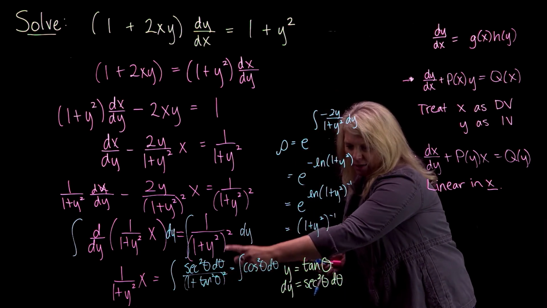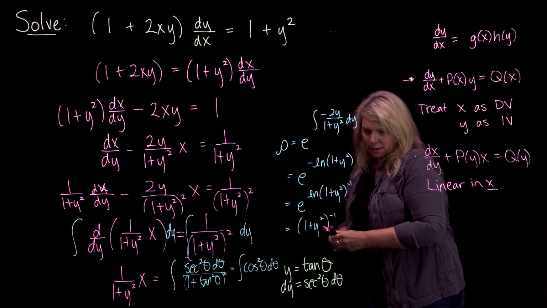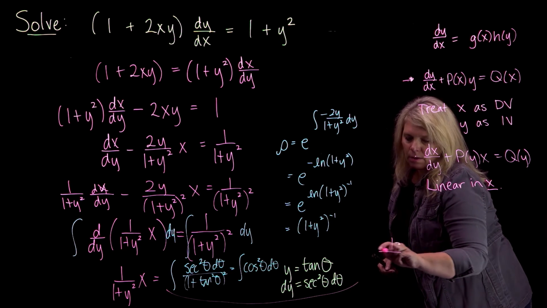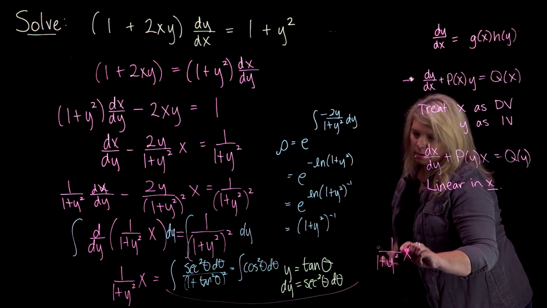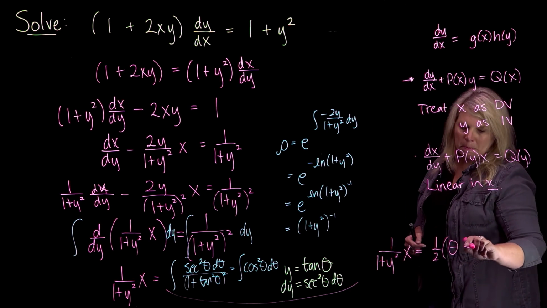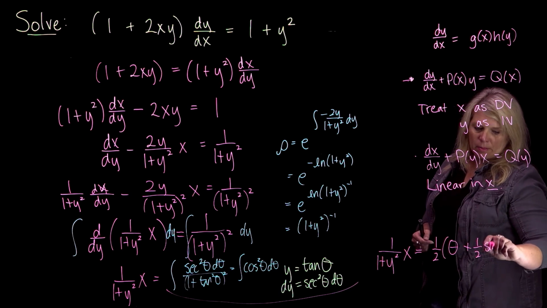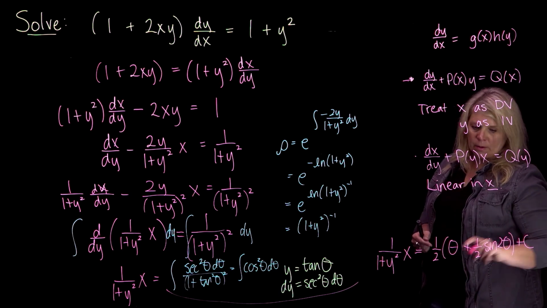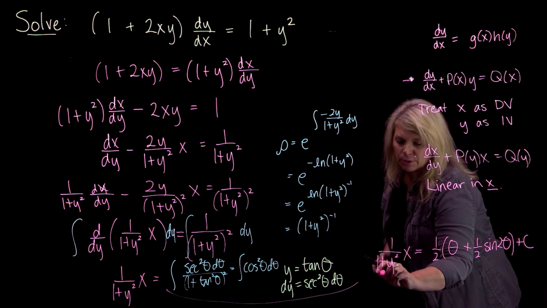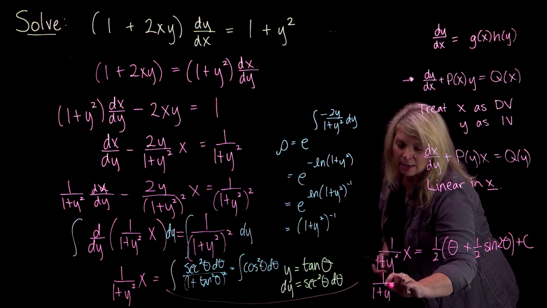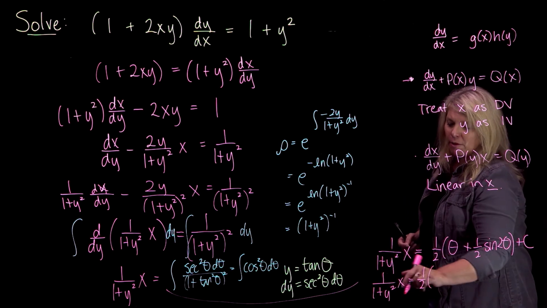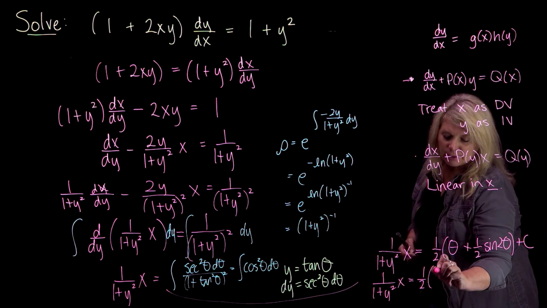I'm out of space here, so I'll just write down the answer over here for the integration. You then need to back substitute for your theta. So do your back substitution for that. And then you've got a complicated solution that is implicit because it's not solved for y, but it is a solution to the differential equation.